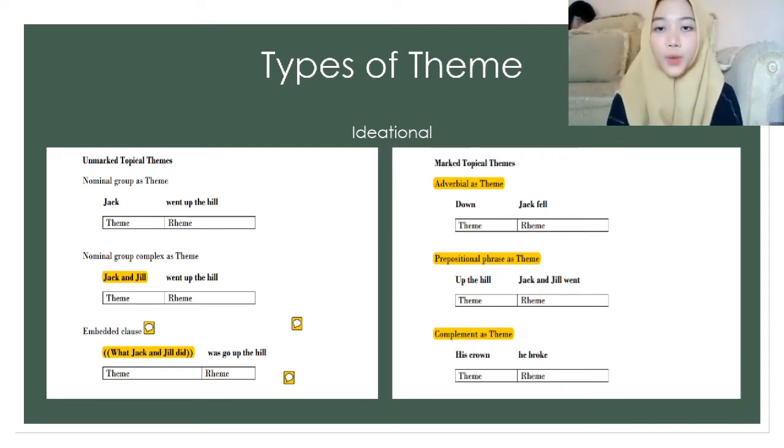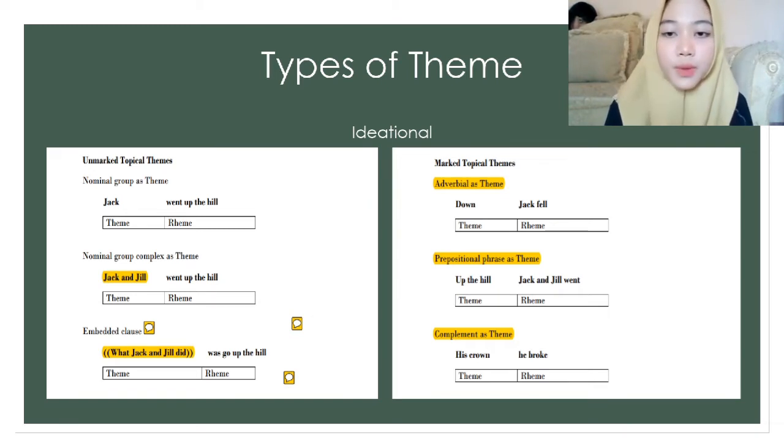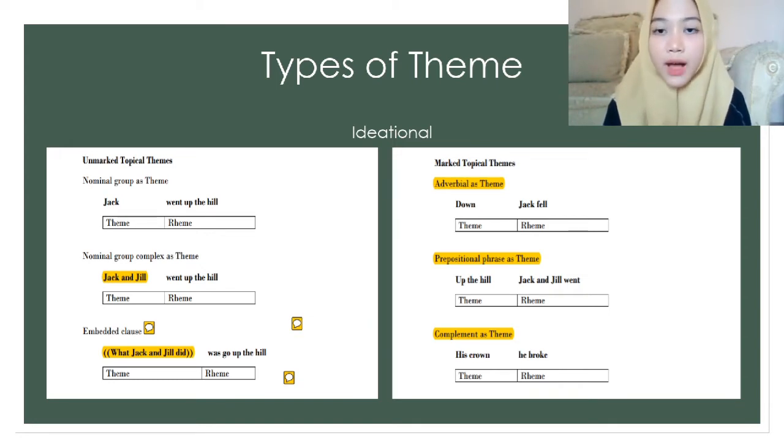Let's see the marked topical themes. It is the same, it has three points here: adverbial as theme, prepositional phrase as theme, and complement as theme. Adverbial as theme: "Down Jack fell." Down is the theme. Jack fell is the rheme.